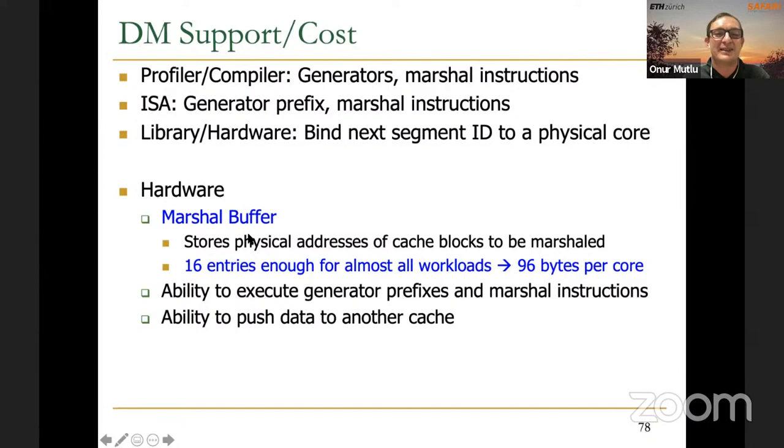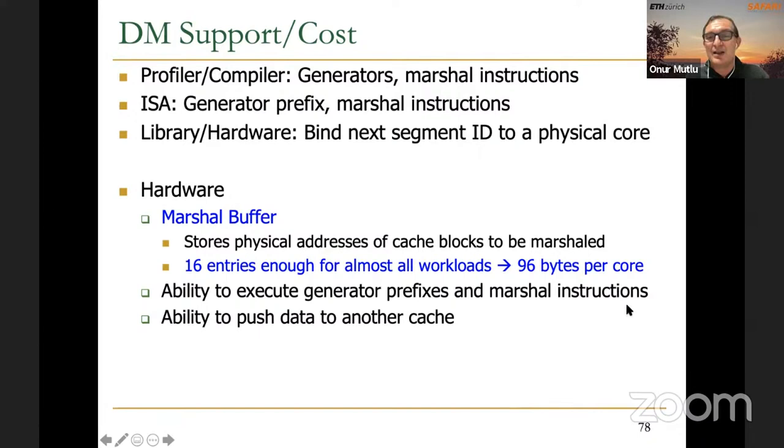Okay. So how do we actually make it work, basically? Let's discuss this. I want to remove this video panel, or floating meeting controls. Okay, it's gone now. So basically, this is the support we need. We need a profiler and compiler that marks the generators and inserts these Marshall instructions. As I said, this could be done in hardware also. We need to have the ISA modified so that you can have the generator prefix and the Marshall instructions. And again, this can be done in hardware. So you get rid of the profiler, compiler, and ISA support if you actually do everything in hardware. And we need the library and the hardware to bind the next segment ID to a physical core, as I discussed. So you can do all of that in hardware as well.